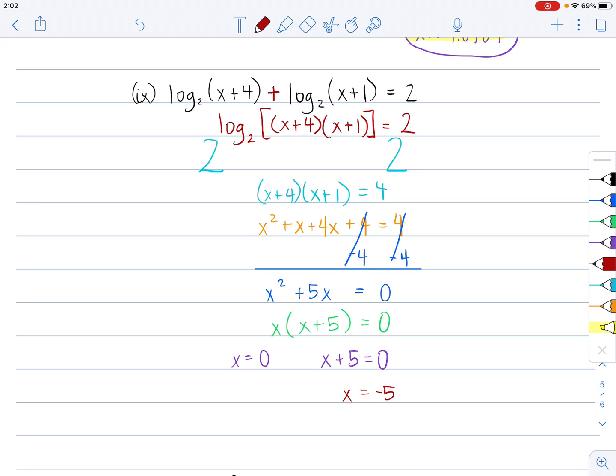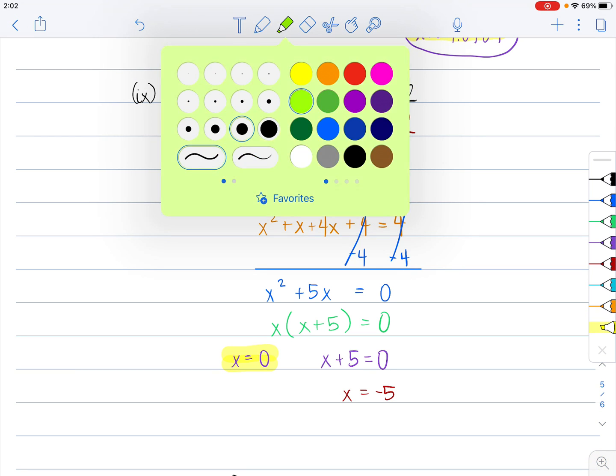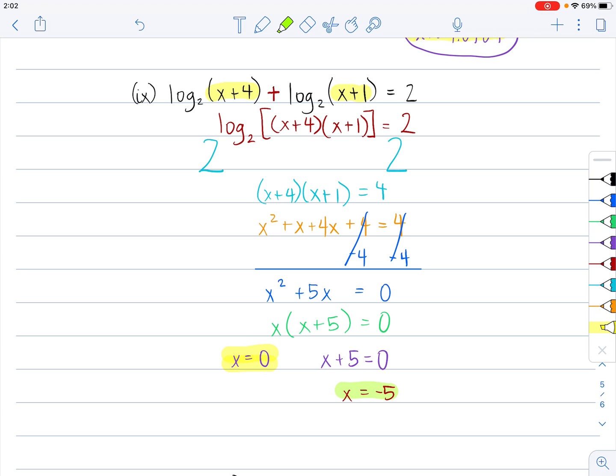And then I need to check if my answer or answers make the inside of an original log 0 or negative. So when I'm checking 0, 0 plus 4 is positive, 0 plus 1 is positive, so I get to keep 0. What about -5? -5 plus 4 is -1. Bye-bye, he gets thrown out, and I get solution set 0. Now there is no yucky decimal to make for 0, he's just 0. Solution set 0.